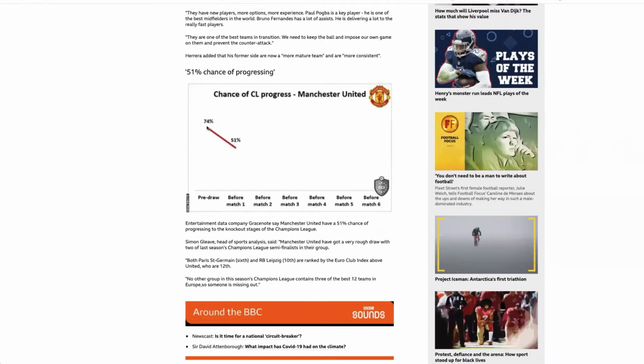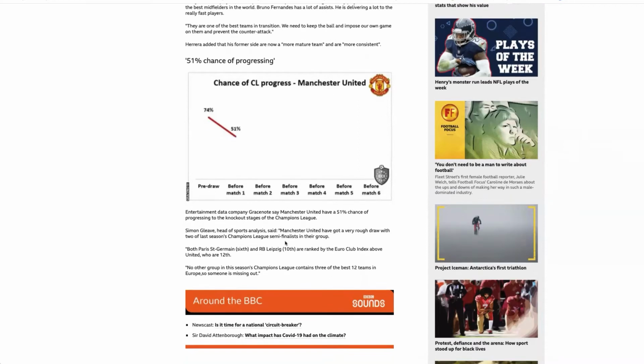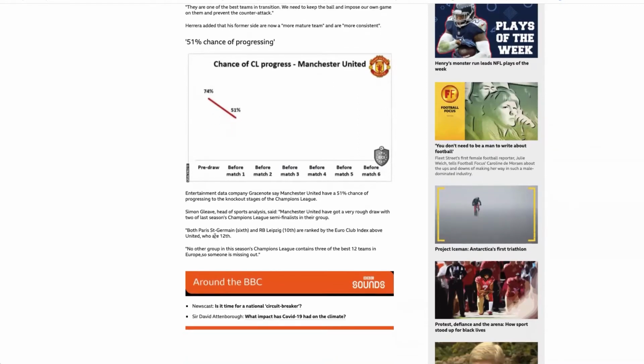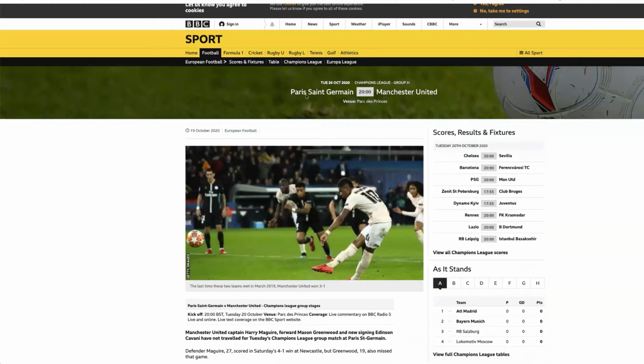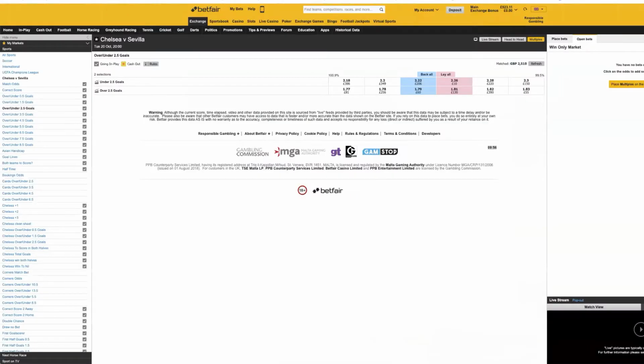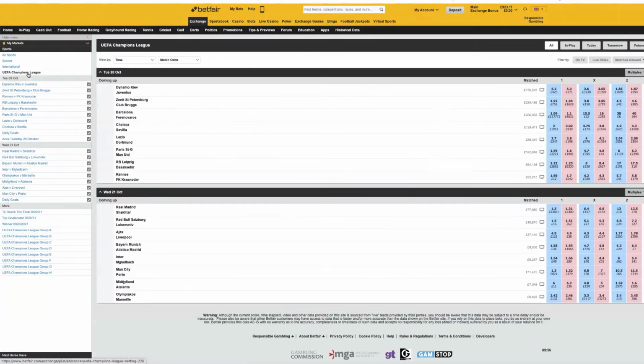Pre-draw, they were 74% chance, and now they're 51%. So, I would have picked PSG to win this game, but having seen how many players are out, I'm not so sure. Again, I haven't looked at the market, so let's go and have a look at the market and see what's going on here.